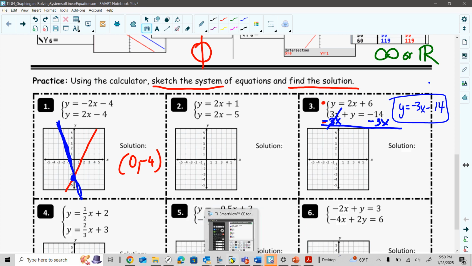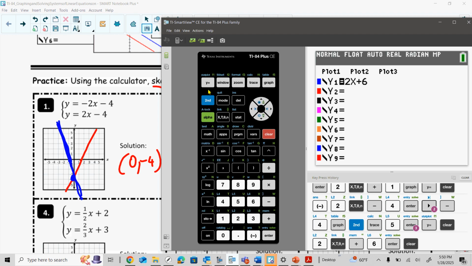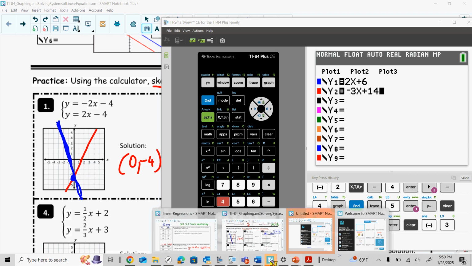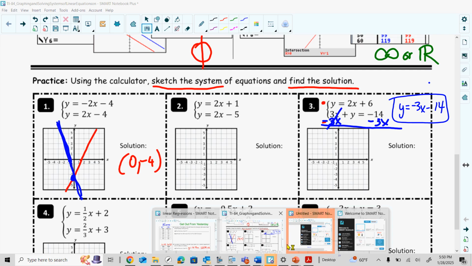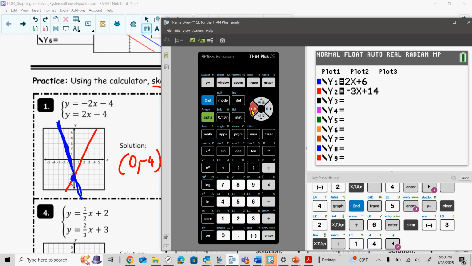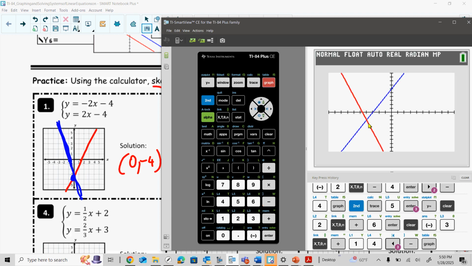So go to your calculator, go to y2 here, put a negative, remember the negative's down here by the enter, -3x, and then minus 14. Make sure I said that right. Yes, minus 14. I apologize. All right, now we're going to hit the graph button. Yep, we see the intersection. They do cross each other.